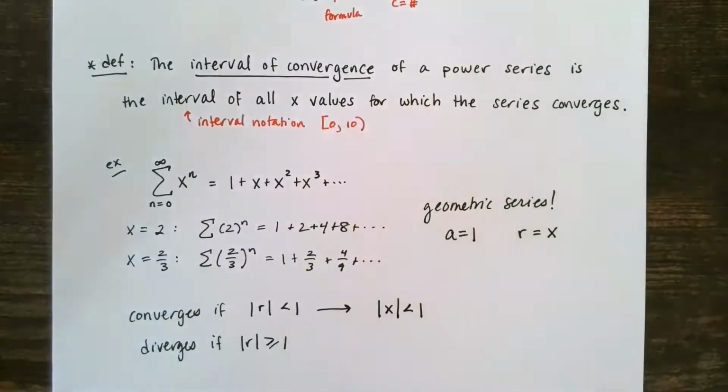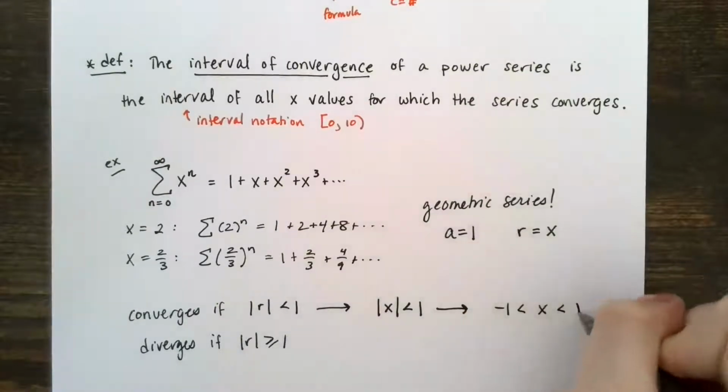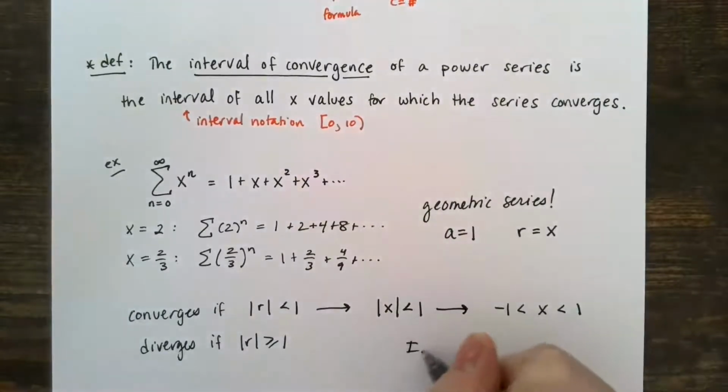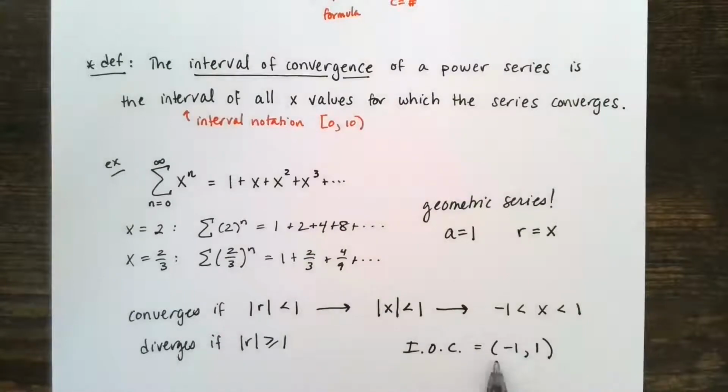So my interval of convergence will be the interval that is all the numbers whose absolute value is less than 1. If your absolute value is less than 1, then you are stuck between -1 and 1. So my interval of convergence is the interval -1 to 1, and I'm using parentheses on both edges because neither -1 nor 1 are included in this interval. They're both in the divergent category. So for this particular one, it's just strictly between -1 and 1.